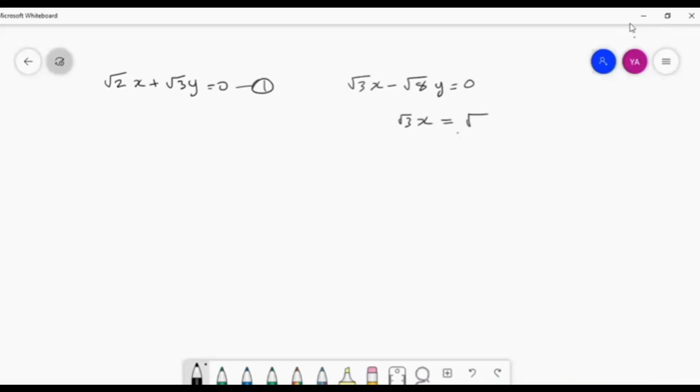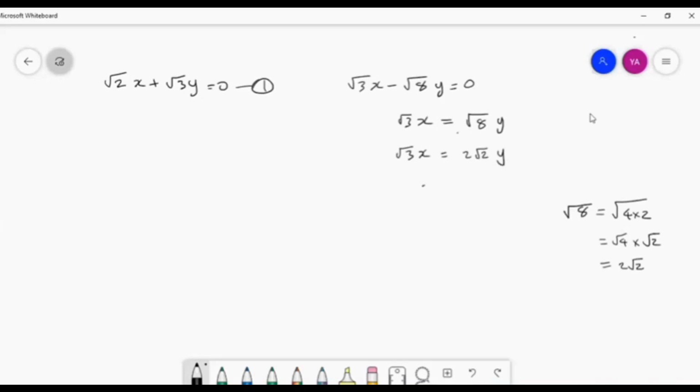So this will become root 8 y. And root 8 you can simplify. What is root 8? Root 8 you can simplify as root 4 into root 2. Root 4 is 2, so 2 root 2. So root 3 x is equal to 2 root 2 y.